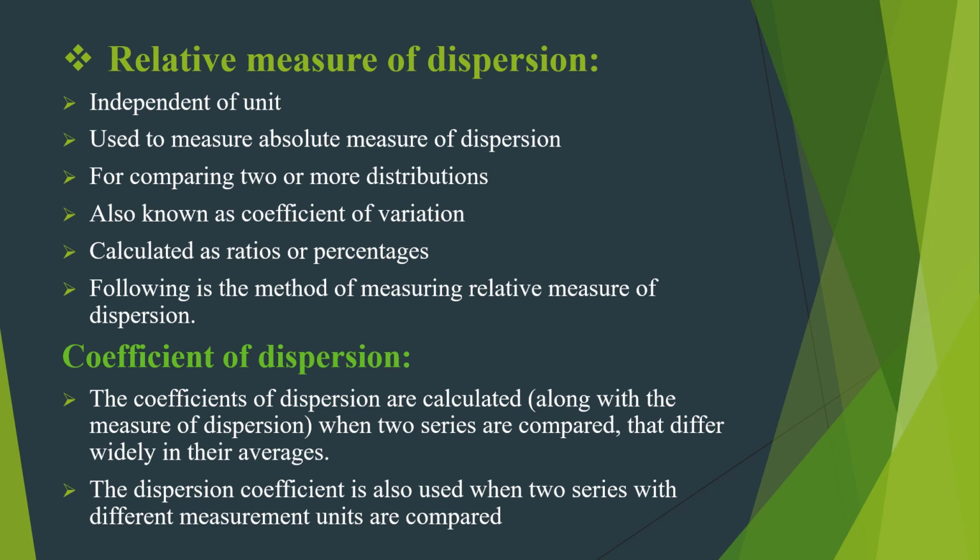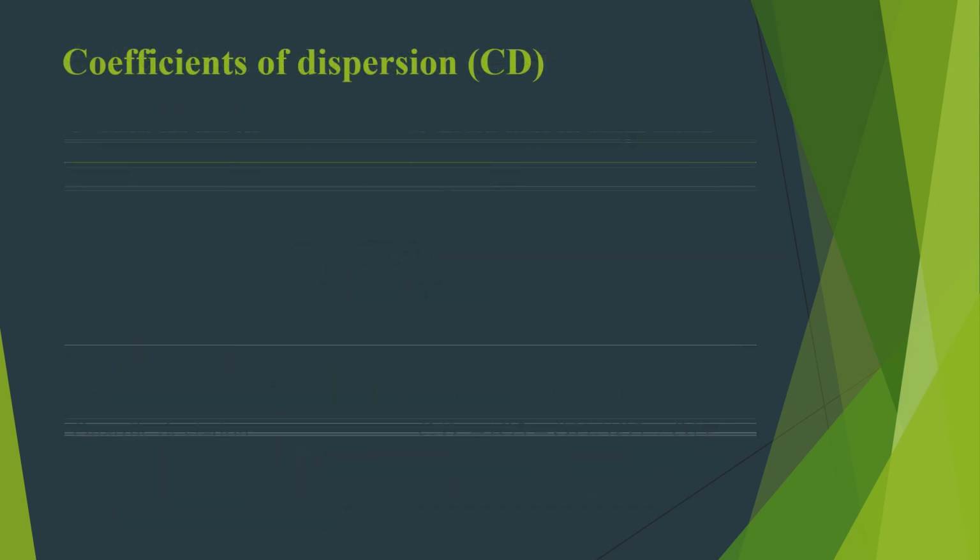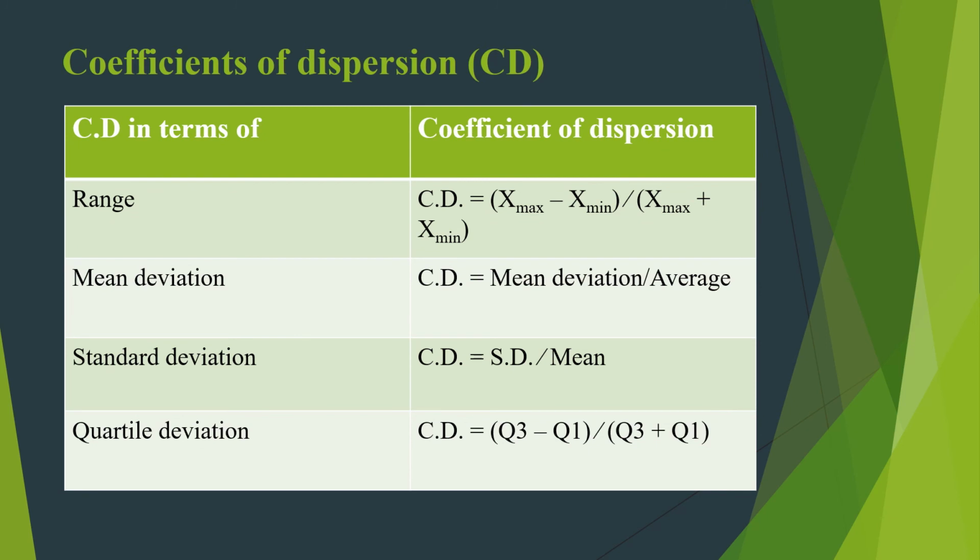Coefficient of dispersion. The coefficient of dispersion is calculated along with measure of dispersion when two series are compared that differ in the values of their averages. The dispersion coefficient is also used when two series have different measure units. That's the coefficient of dispersion for range, mean deviation, standard deviation, and quartile. There is a coefficient of dispersion formula that's used for measuring it.